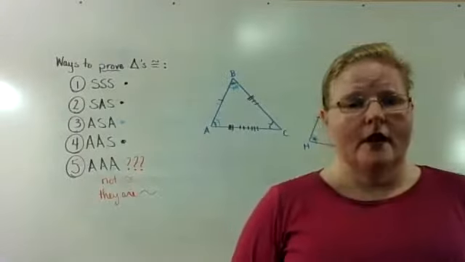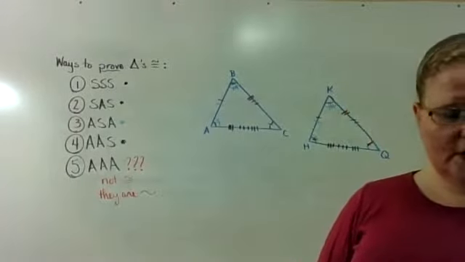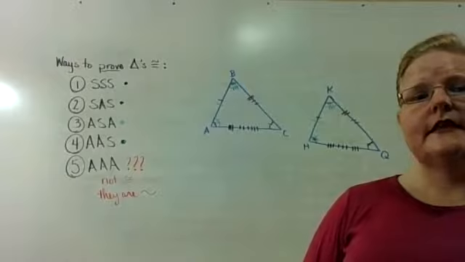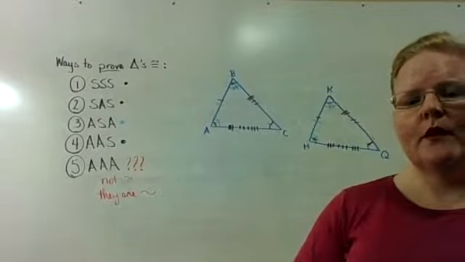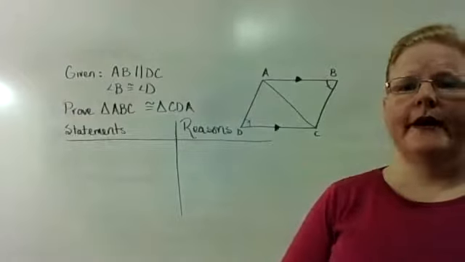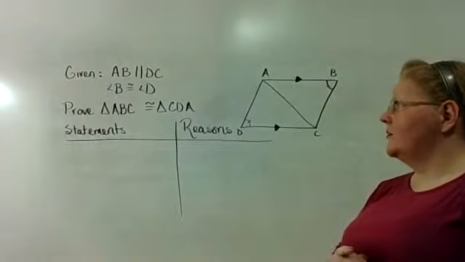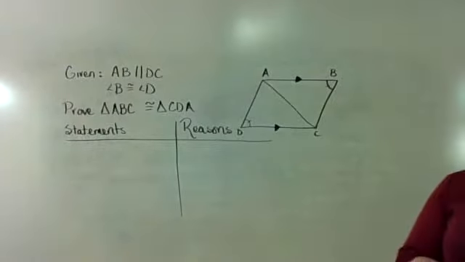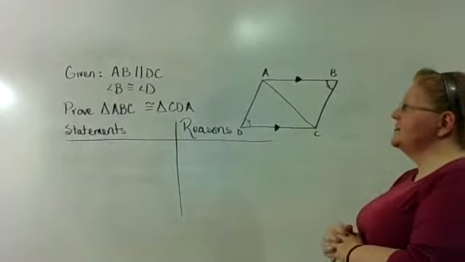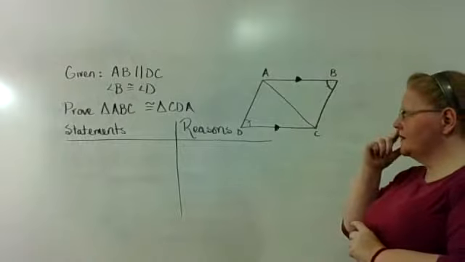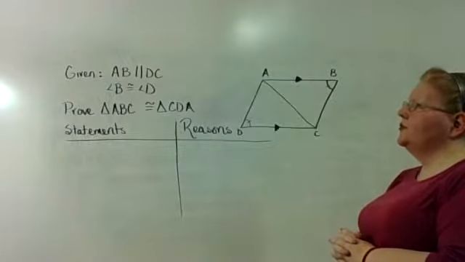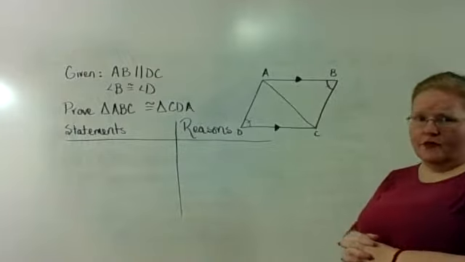Okay, so I am going to set a proof up for us to talk about because I need to make sure you can do proofs with these. Okay, hold that thought just a second. Okay, so this is the proof I want us to talk about today. We're given a lovely picture. Ta-da! And they gave you two statements that AB is parallel to DC, and that angle B is congruent to angle D. And they want you to prove that these two triangles must be congruent.